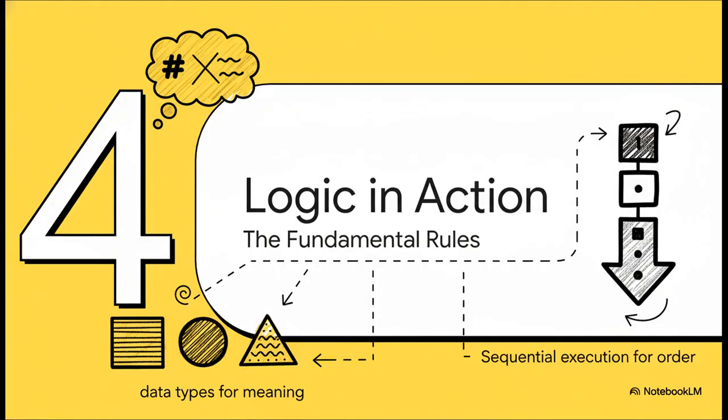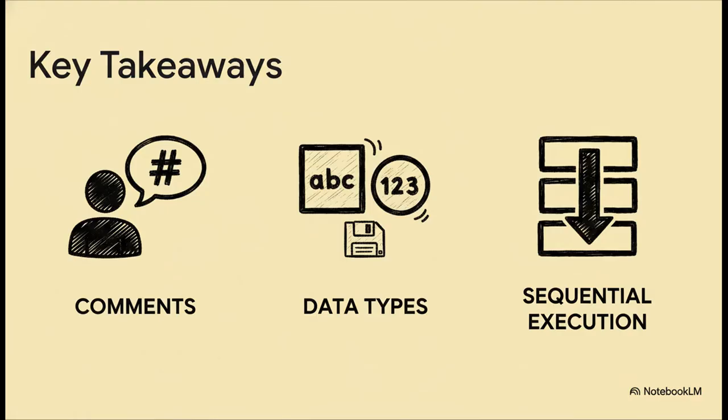And you know what? That's really the core of it. I'm not kidding. With just those three ideas, comments for people, data types for the computer, and that simple top-to-bottom execution order, you now understand the fundamental rules of how pretty much any Python program works. So let's just nail down those key takeaways one more time. First, comments are your notes for humans. Python pays them no mind. Second, data has different types like strings and integers, so Python knows what it's working with. And third, Python always runs your code in a straight line from top to bottom.